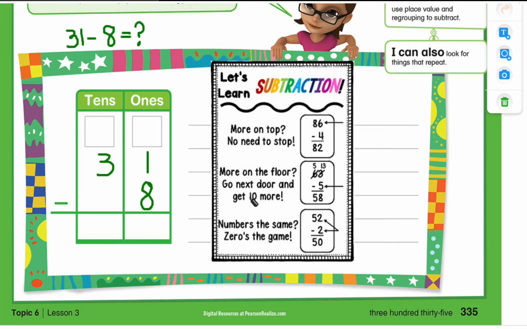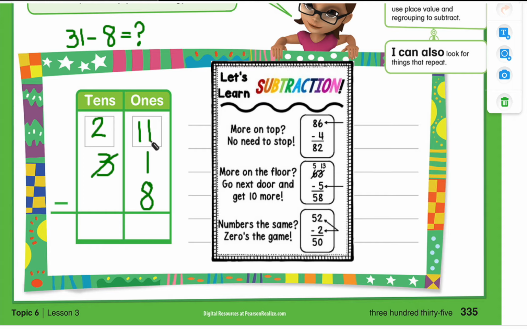Okay, let's look at the next situation. More on the floor. Does that mean that we have this number greater? Yes, that's the situation we're in. More on the floor. So what do we do? More on the floor, you go next door and get 10 more. So that means this 3 tens now changed into 2 tens. And since it was 1 one only, now by adding 1 ten, it became 11.